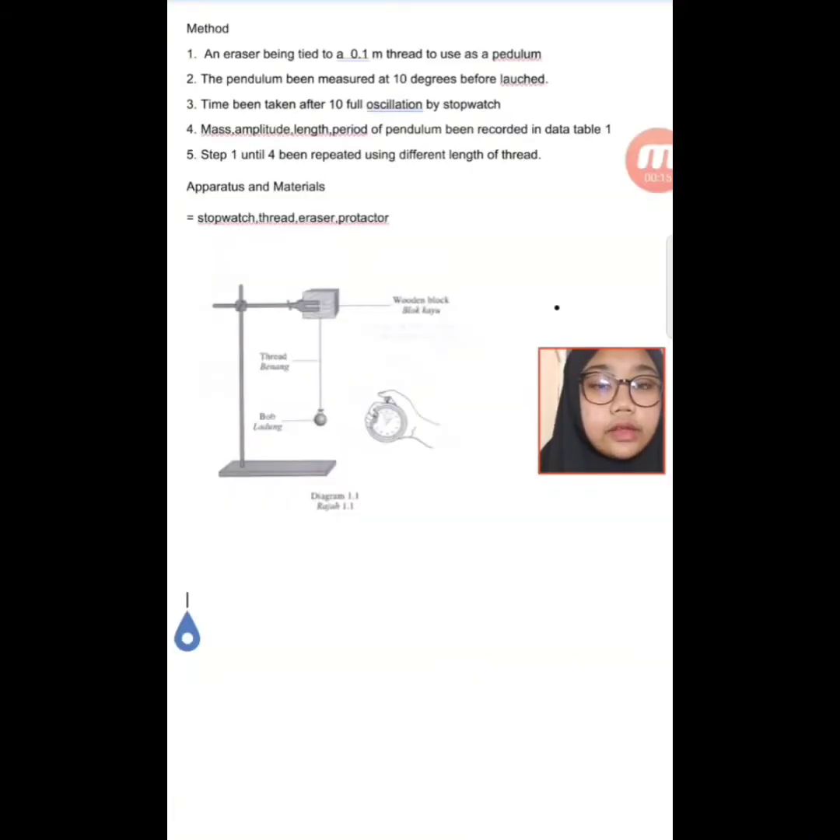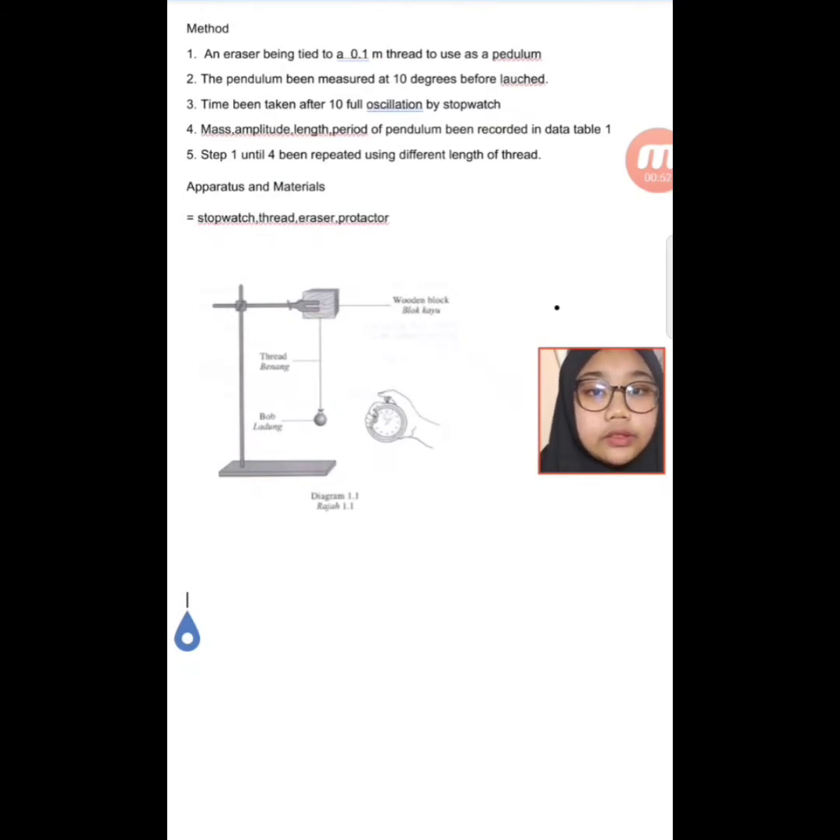For the method of the experiment: number 1, an eraser is tied to a 0.1 meter thread to use as a pendulum. Number 2, the pendulum is measured at 10 degrees before launch. Number 3, time is taken after 10 full oscillations by stopwatch. Number 4, mass, amplitude, length, and period of the pendulum are recorded in data table 1. Number 5, steps 1 to 4 are repeated using a different length of thread until 1 meter.